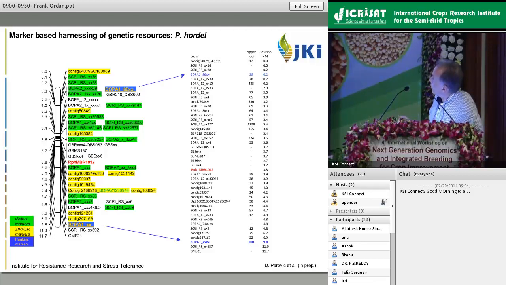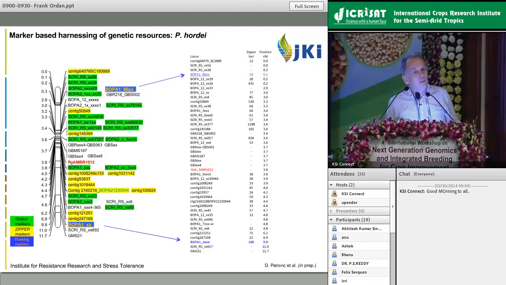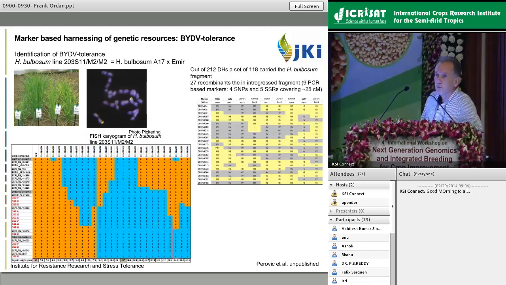And these markers were also assigned to the genome zipper, and then we used these markers developed from the genome zipper and the iSelect markers, and in the end we were able to narrow down the region to around 0.2 centimorgan. So now this gene can be introduced into high-yielding barley cultivars by these markers with a reduced linkage drag. And this also works for assessing the secondary gene pool of barley.